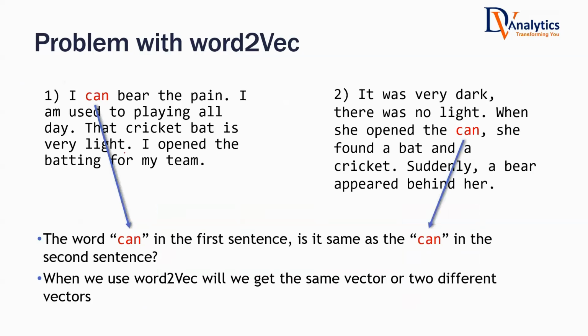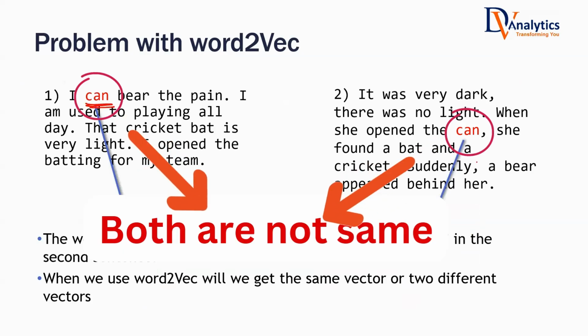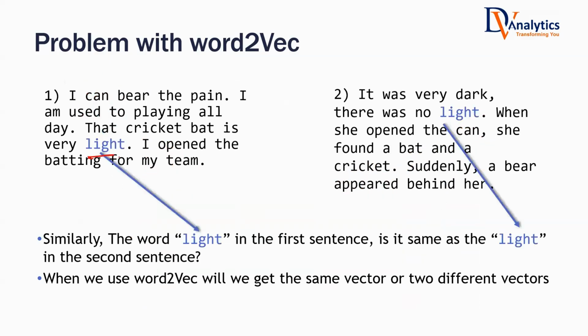But what you will observe is the word can over here. I can bear the pain. And she opened the can. Do they have the same meaning? Not at all. Similarly, the word light here, the bat is very light versus there was no light. When we use the Word2Vec algorithm, are we going to get the same vector or two different vectors? The answer is we will get two different vectors. We are not going to get the same vector.